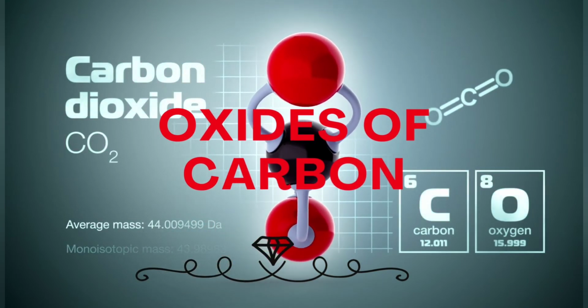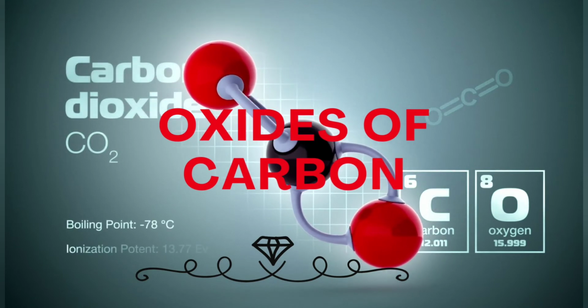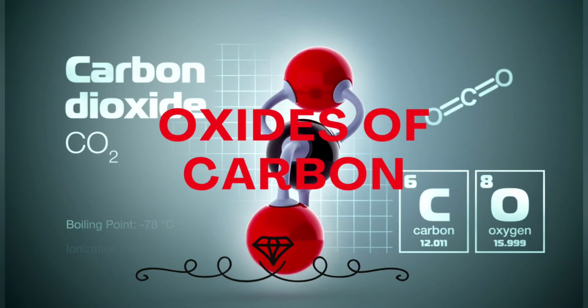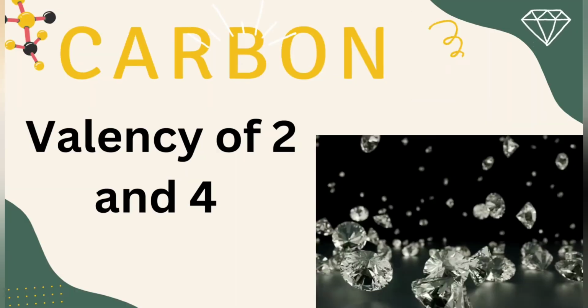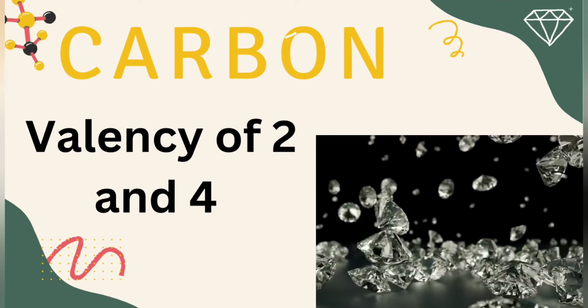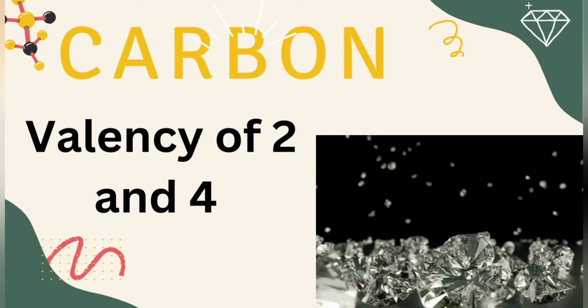In today's lesson, we'll look at oxides of carbon. We have been looking at carbon and the allotropes of carbon. Today, we want to look at the oxides of carbon. Because carbon exhibits a valency of 2 and 4, it is able to bond with oxygen in 2 ways, and these oxides are what we want to look at today.